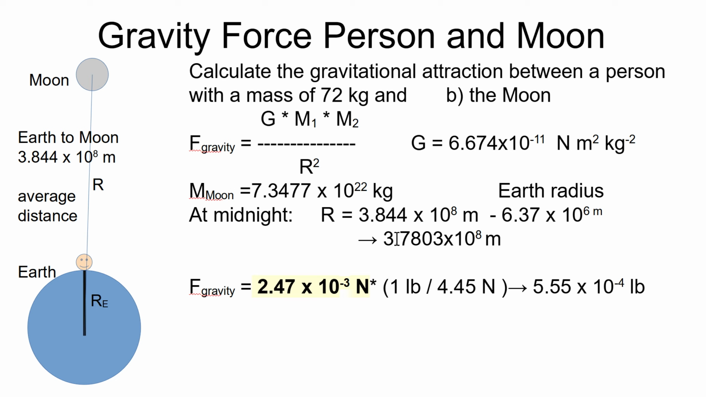Again, pause the video and put the numbers into the calculation. I came up with 2.47 times 10 to the minus 3 newtons. You may not be familiar with the effect of a newton of force, so if we change that to pounds with this conversion factor, multiplying by 1 pound per 4.45 newtons, the newtons units cancel, and we end up with 5.55 times 10 to the minus 4 pounds. It is a small number.